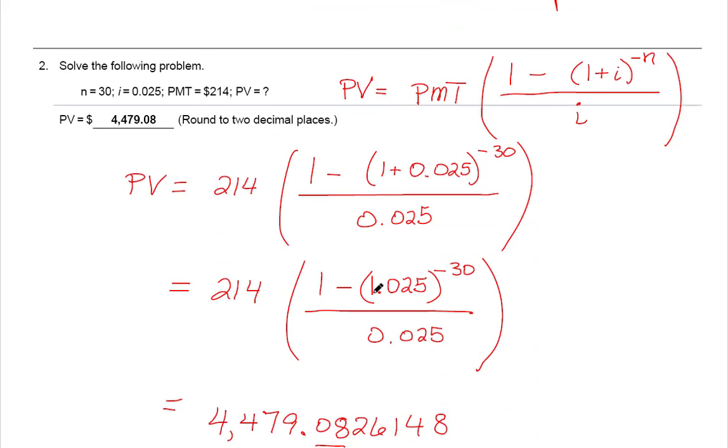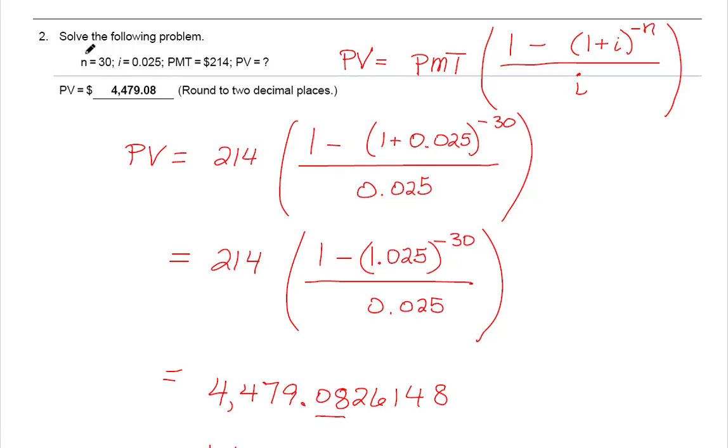All right, so let's see. Here we want to solve the following problem. What are they giving us? They're giving us N is 30, I, our rate per period, 0.025. Our payment is 214, and present value, PV. So here's this formula. Now I'm solving for PV, which means I just have to plug in all these numbers. So payment 214. N is 30, I 0.025. All right, so here's all the numbers.